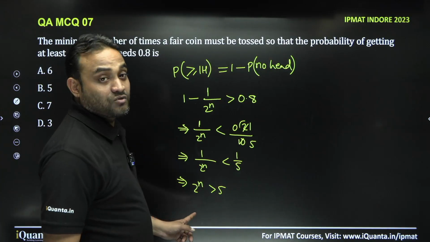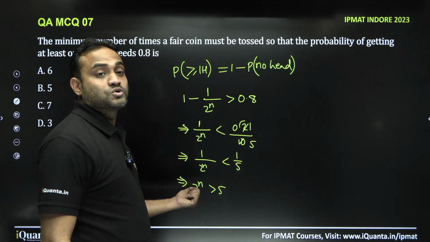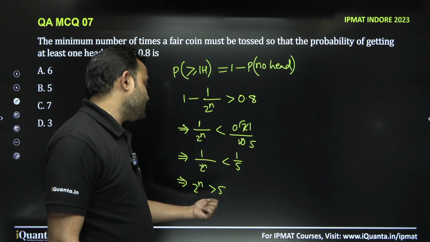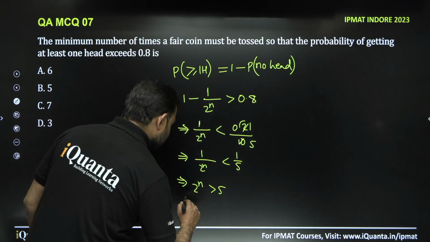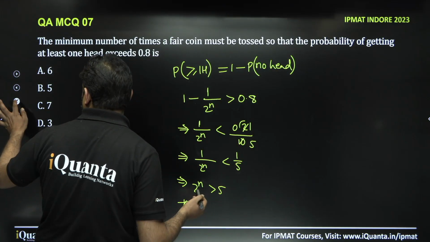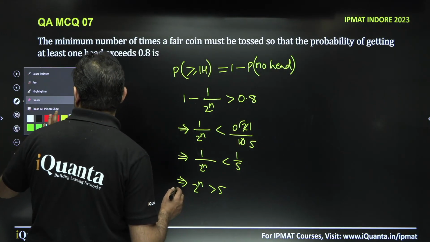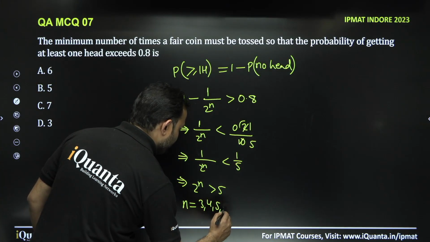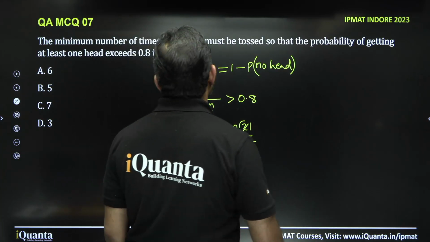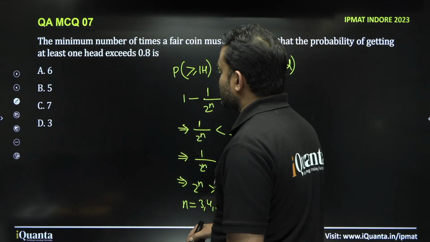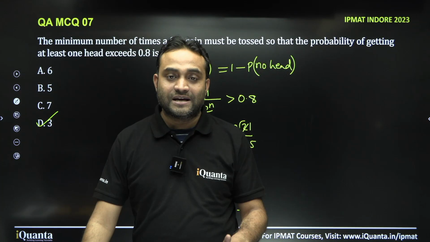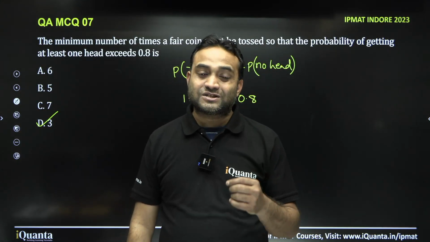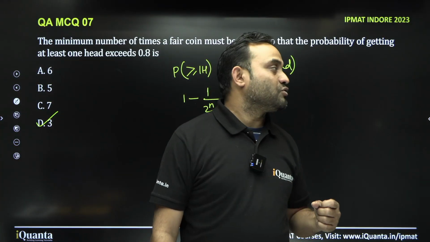Now if you take n is equal to 1, it's 2, n is equal to 2, 2 square. If you take n is equal to 3, then it becomes 8, and the first time we get a bigger value than 5. So the value of n can be either 3 or 4 or 5 and so on. The question is the minimum number of times, so if we are talking about minimum, it should be 3. Minimum 3 times a coin should be tossed such that the probability of getting at least one head is greater than 0.8.